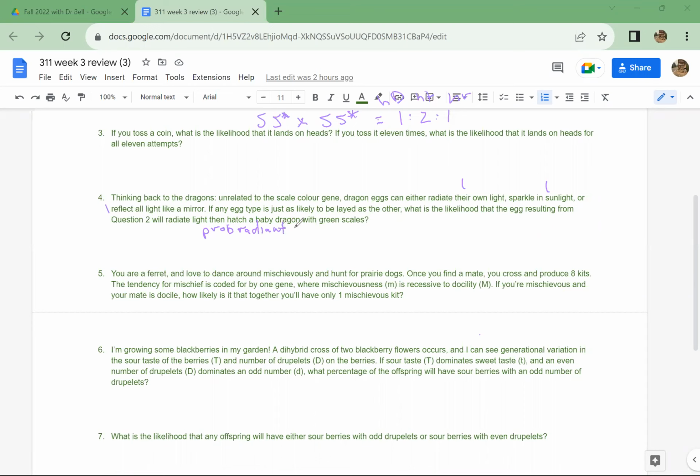The probability of a radiant egg. The probability that we get this condition is the probability that we have a radiant egg times the probability that we have a dragon with green scales.